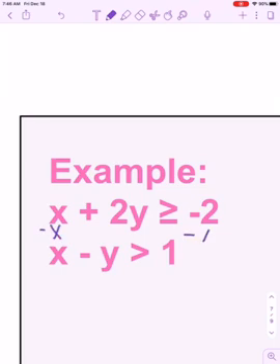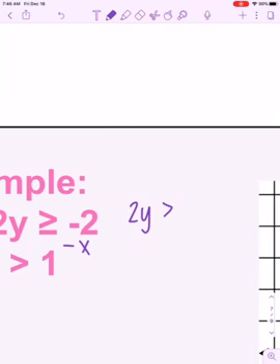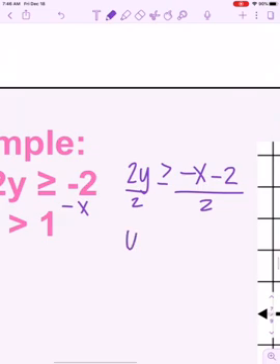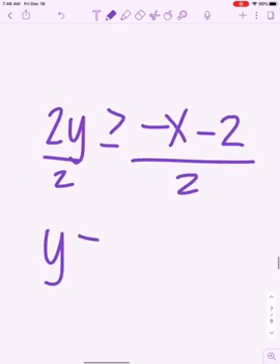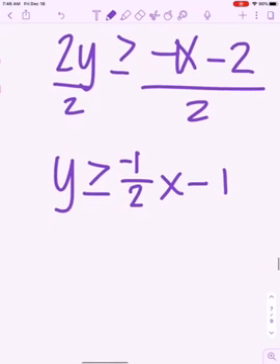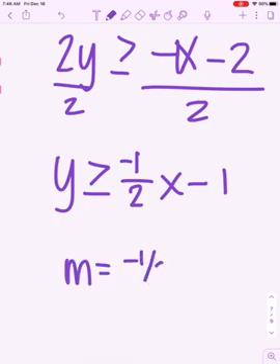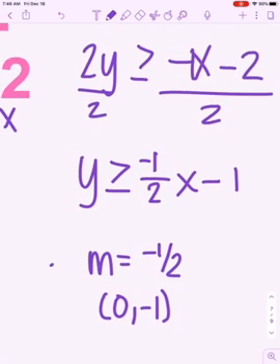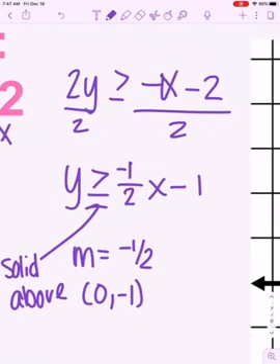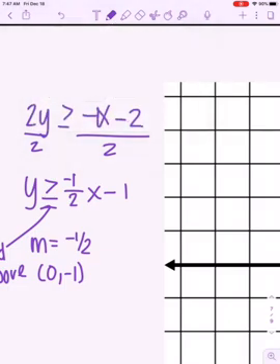All right, so for this first one, you have to get the y by itself, so we're going to subtract the x. So that gives us 2y is greater than or equal to negative x minus 2. Divide by 2. You're dividing, so you stop. We are dividing by a positive, so you do not have to switch anything, so keep it greater than or equal to. This is a negative 1 over 2, so negative 1/2 x minus 2 divided by 2 is 1. So our slope is negative 1/2, and our starting point is 0, negative 1. It is going to be solid because of the line, and above because this one is greater than.